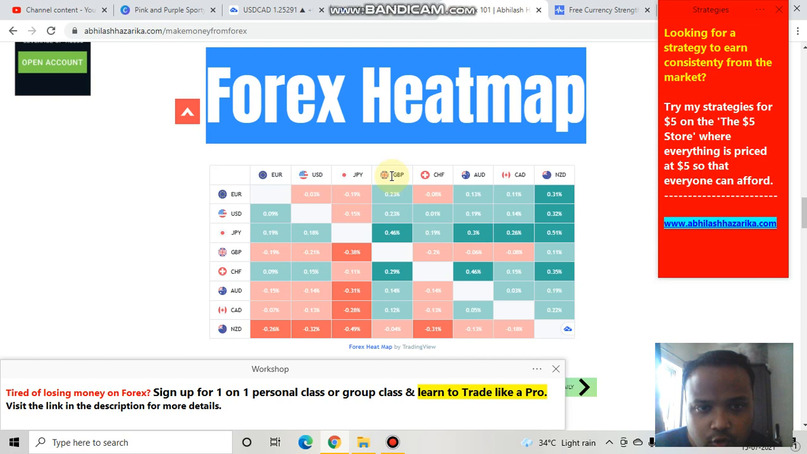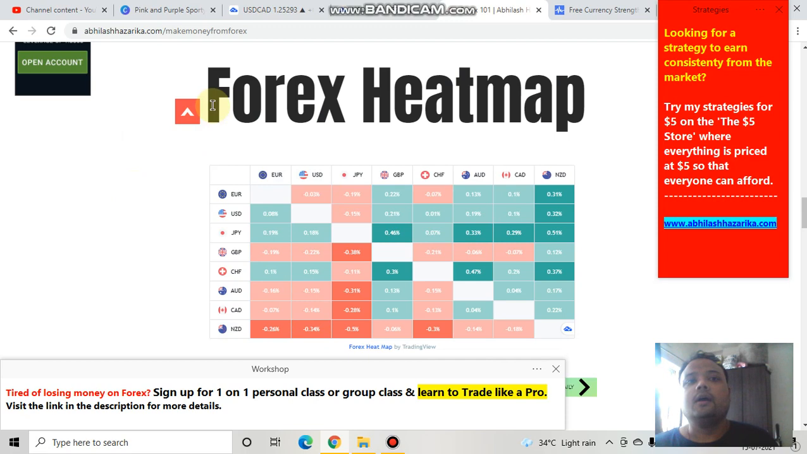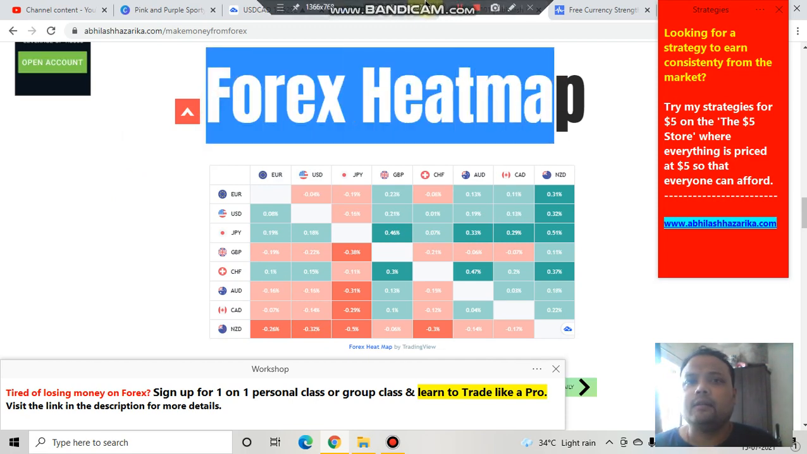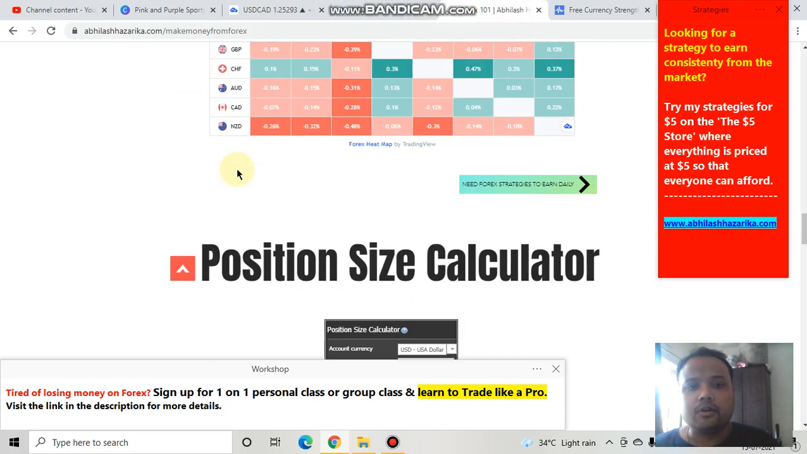For example, if you go to the box of Euro USD here, you can see that the color is extremely light and the change is also very light, 0.03. On the other hand, if you go to the box of NZD USD, you can see that the color is deep red and the change is also deep, 0.3%. So if you are looking for good movement in the market or a good opportunity, then you can also consult this Forex Heat Map. It comes very handy to traders.